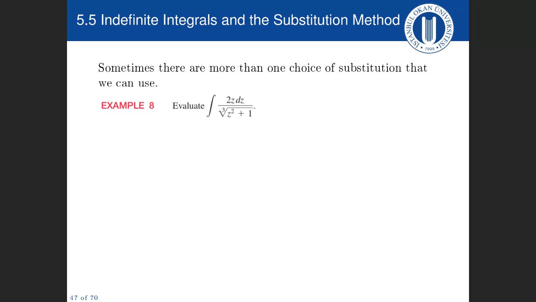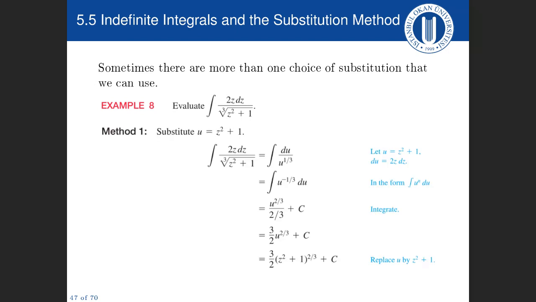One more example before we take a break. Sometimes there's more than one choice of substitution that we can use. Sometimes each way will work. For example, evaluate the integral of 2z dz over the cubed root of z squared plus 1.